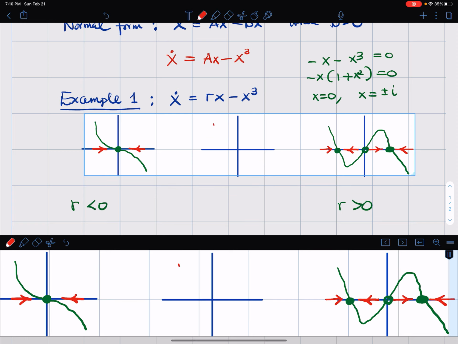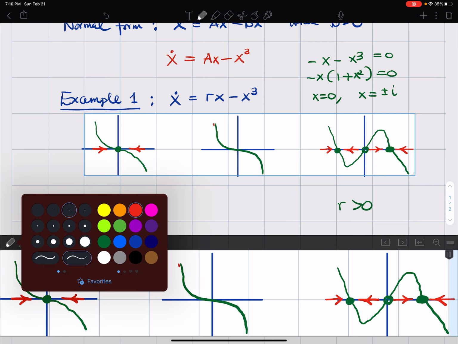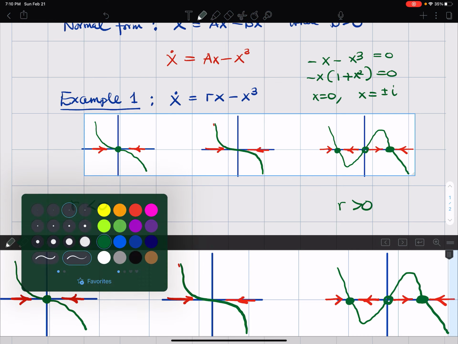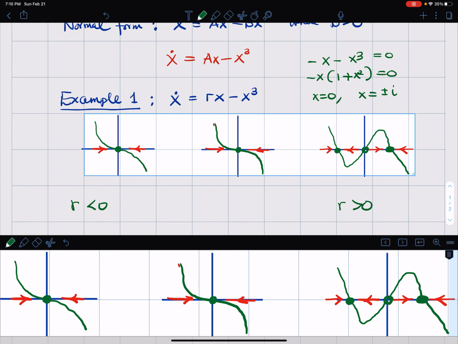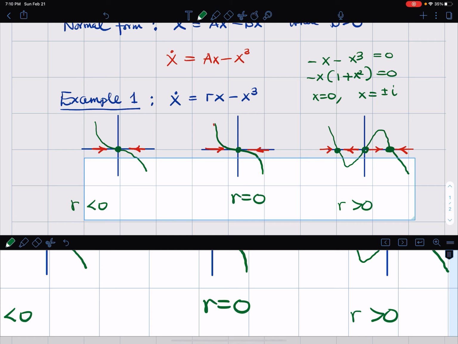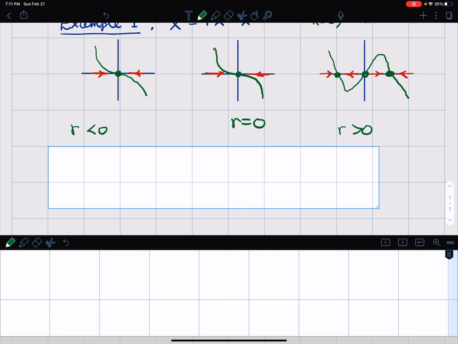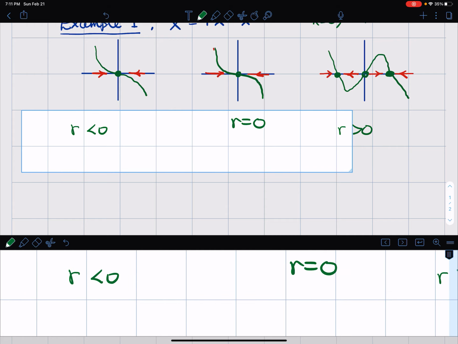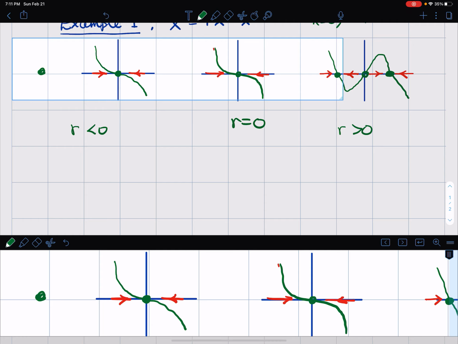So let's do this. Make it more like that. So we have that, and it's still stable. So this is when r is equal to 0. We can sketch the bifurcation diagram, but for now we can see that bifurcation occurs when r is equal to 0, right? And this is one thing we note.